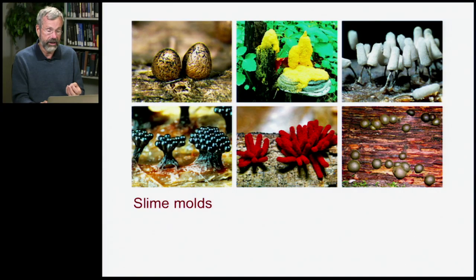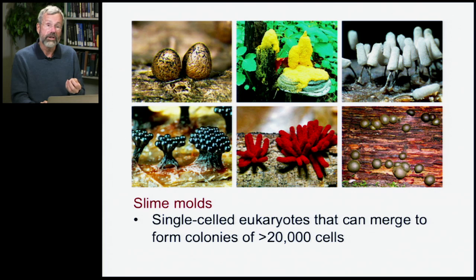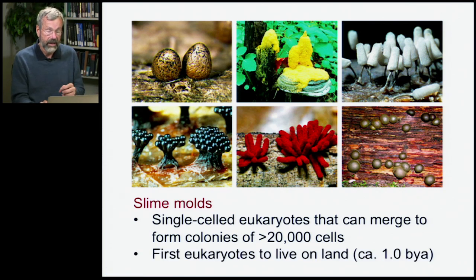This photograph shows a variety of colonial slime molds. Slime molds are single-celled eukaryotes that can merge to form quite large colonies containing over 20,000 cells. So what we see in these pictures are all colonies, and each different species has its typical form when it makes these colonies. The slime molds were the first eukaryotes to live on land. Evidence suggests that they colonized dry land about 1 billion years ago.